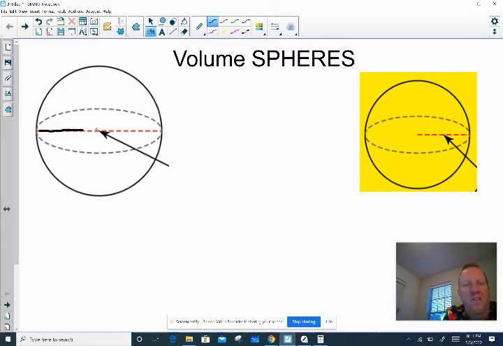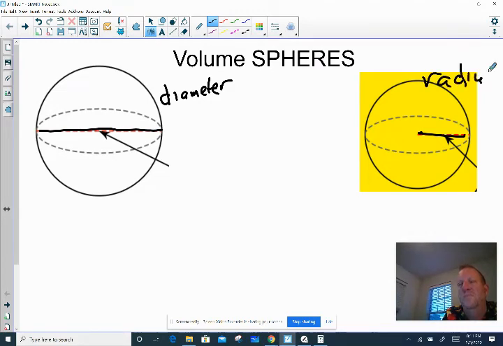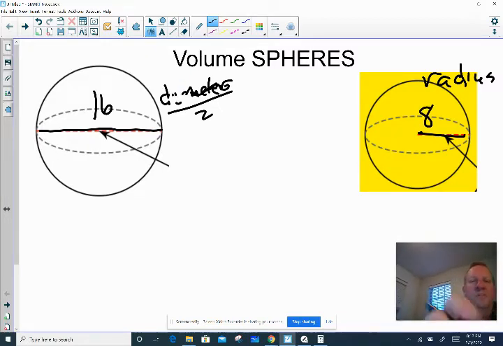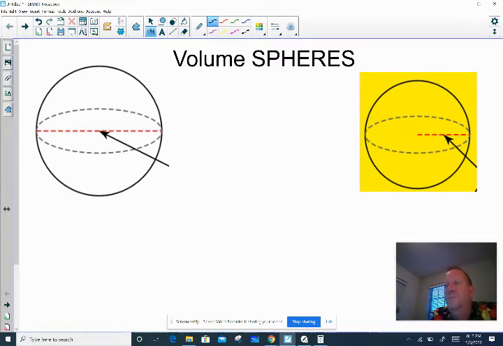So I have this line that's all the way across. This is called the diameter. And this line that's halfway across is called the radius. We don't ever use diameter, but we do use half of the diameter. So whatever the diameter is divided by 2. So if this were 16, I'd have a radius of 8. Pretty simple stuff. We know it by now.